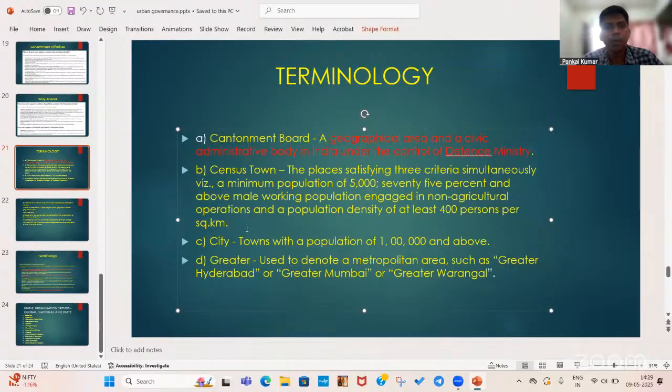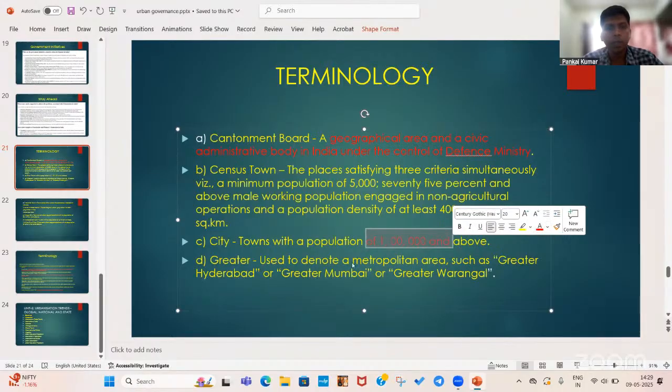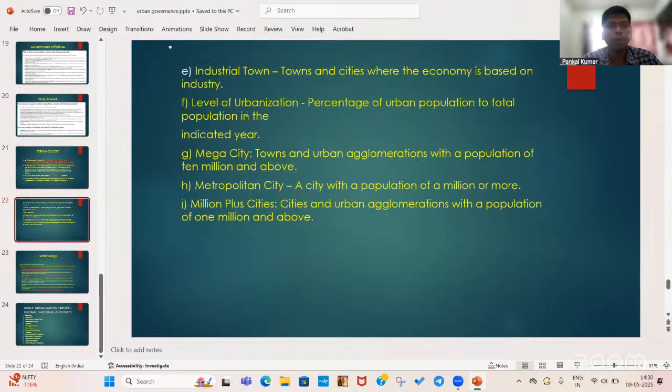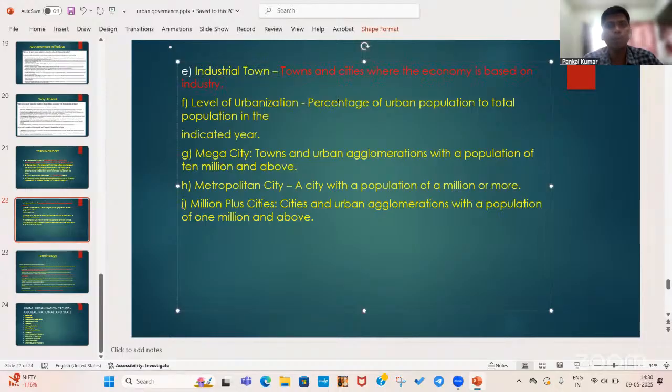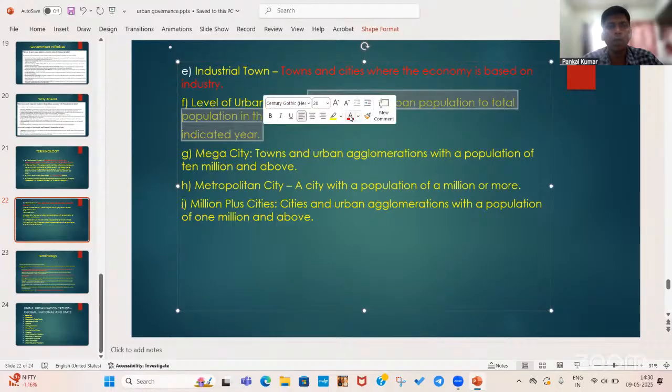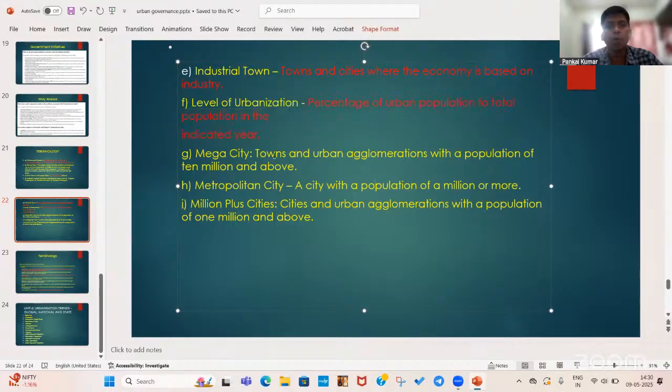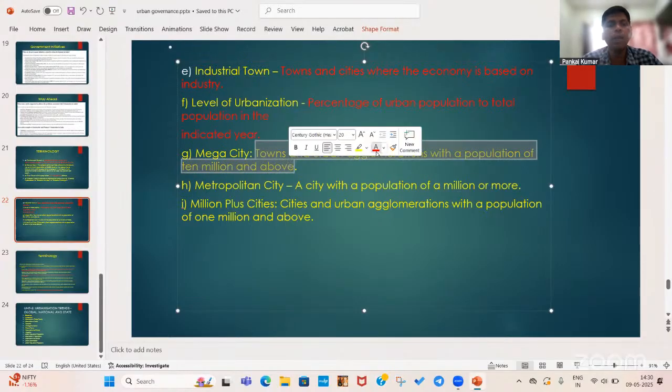Okay. Then comes census town. This we already discussed. Then city, towns with a population of 1 lakh and above are called city, right? In India. Then greater, used to denote a metropolitan area such as Greater Hyderabad, Greater Municipality, or Greater Warangal. Okay. Then comes industrial town, towns and cities where the economy is based on industry are called industrial town. Okay. The level of urbanization, percentage of urban population to total population in the indicated area is called level of urbanization. Mega city, towns and urban agglomerations with a population of 10 million and above are called mega city.